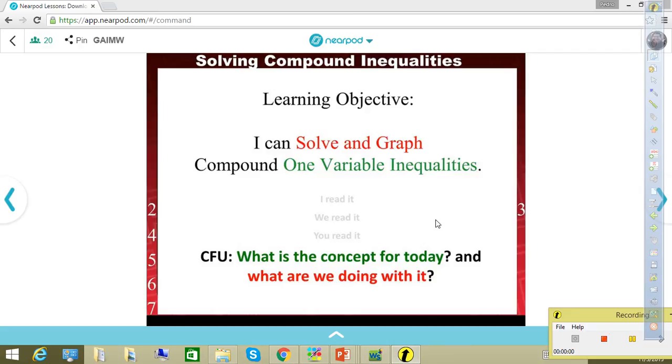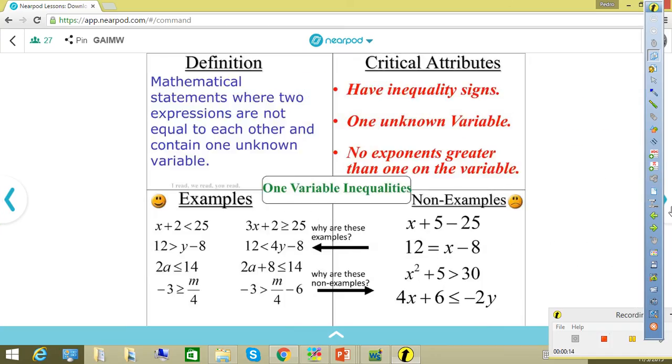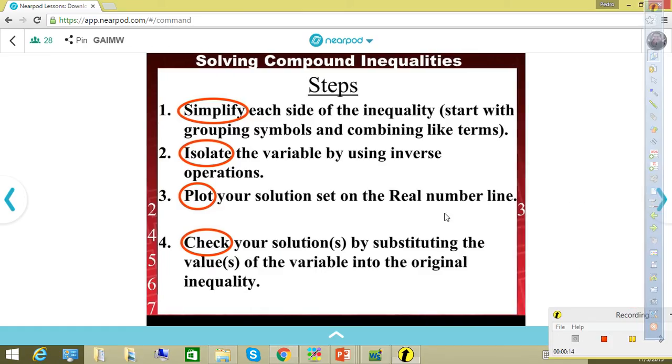That is correct. We are still on one variable inequalities, and our objective is: I can solve and graph compound one variable inequalities. We don't need a Frayer model since we already know what inequalities are. We already know the steps. What are the 4 steps? Tell your neighbor, please. Very good. Simplify, isolate, plot, check. Okay?